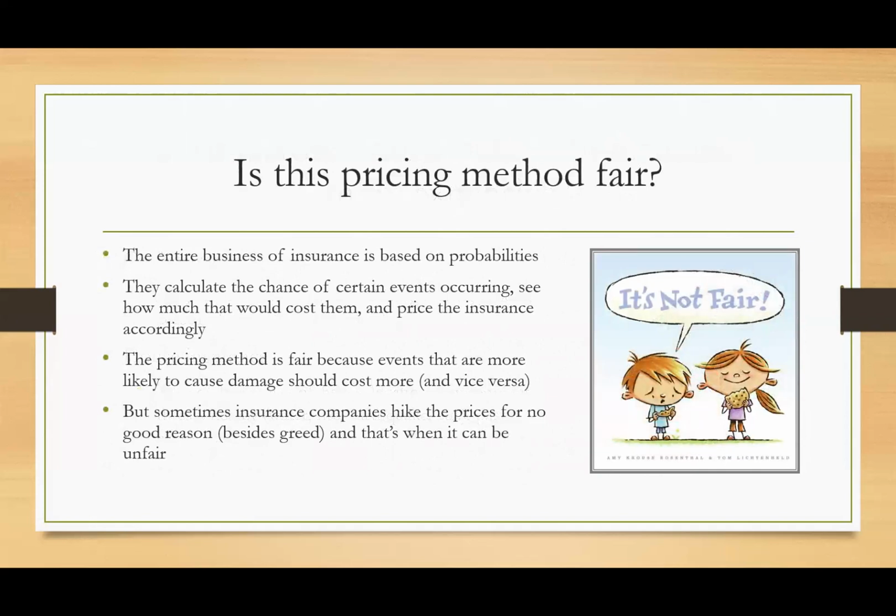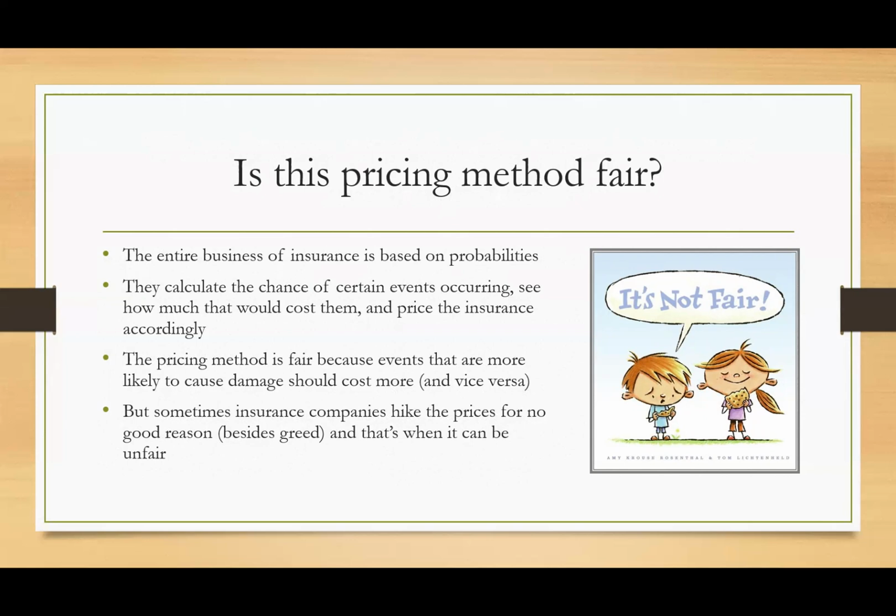So to end this, we'll talk about: is this pricing method fair? The entire business of insurance is based on probabilities. They calculate the chance of certain events occurring, see how much that would cost them, and price the insurance accordingly. I believe that the pricing method itself is fair because, of course, if events are more likely to cause damage, it should cost more, and vice versa. If you have a perfect driving record and you've never gotten in an accident, then you should pay less for insurance because it's less likely that you're going to cost them any money.